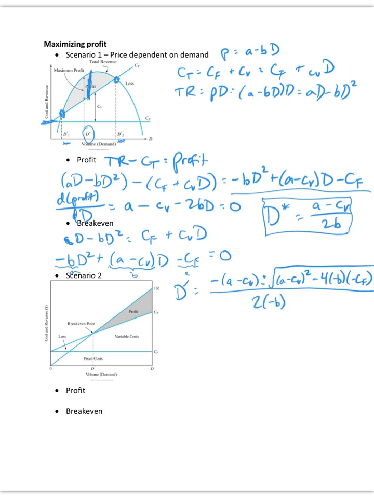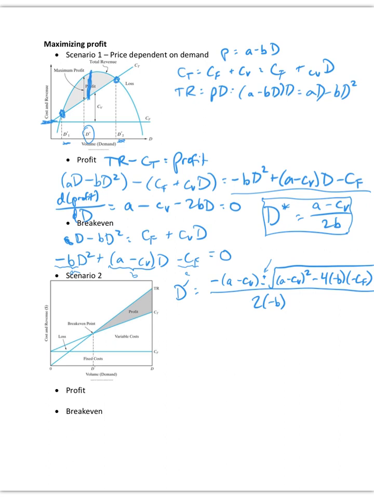If I plug in the values of these into here, I'm going to solve for the two values of d prime, one when I use the plus and one when I use the minus, and I'll get d prime 1 and d prime 2 as my break-even points. We'll do an example problem with that in a minute.